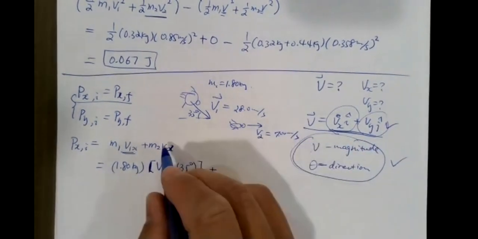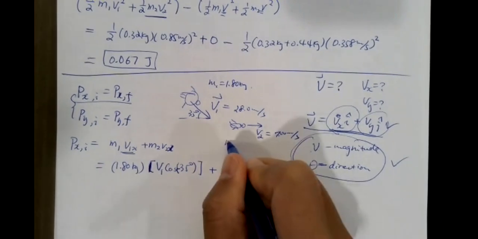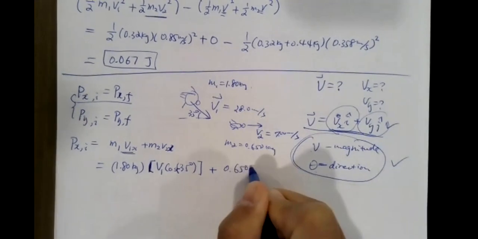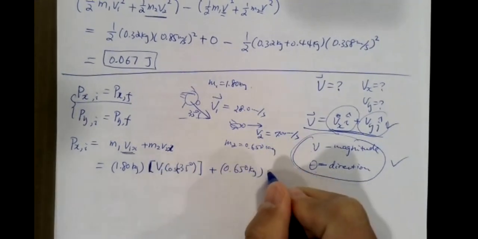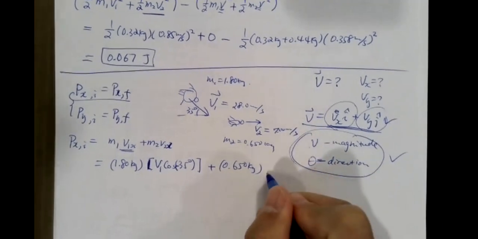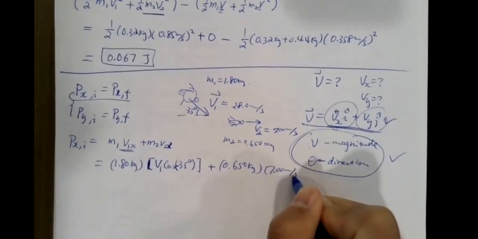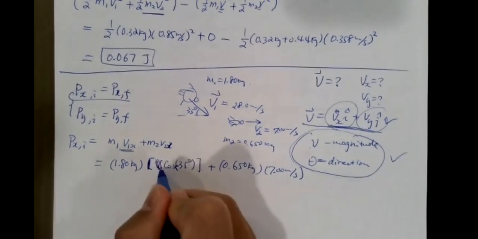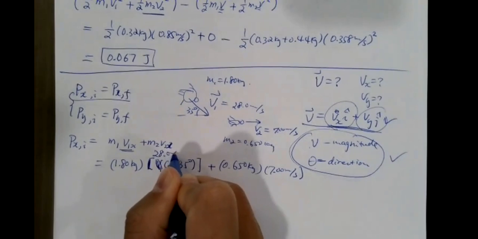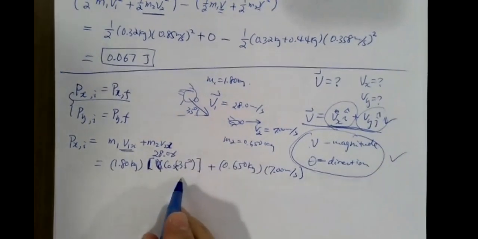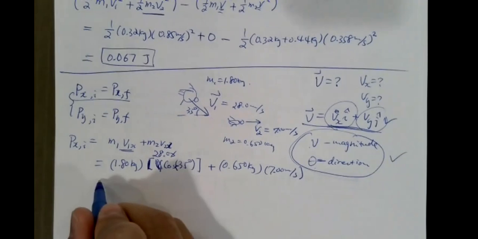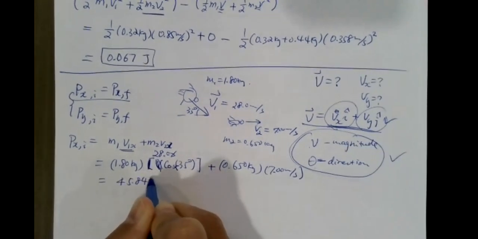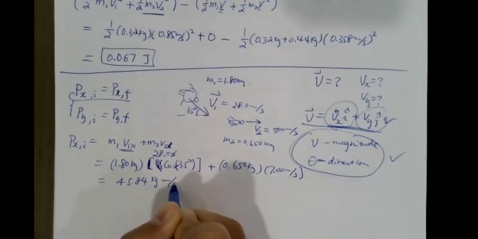Times M2, which is given as 0.650 kilograms. V2x will be just that, because that's the x direction only. So V1 is 28 meters per second times cosine, and then plus that. So this is your initial momentum in the x direction: 45.84 kilogram meters per second.